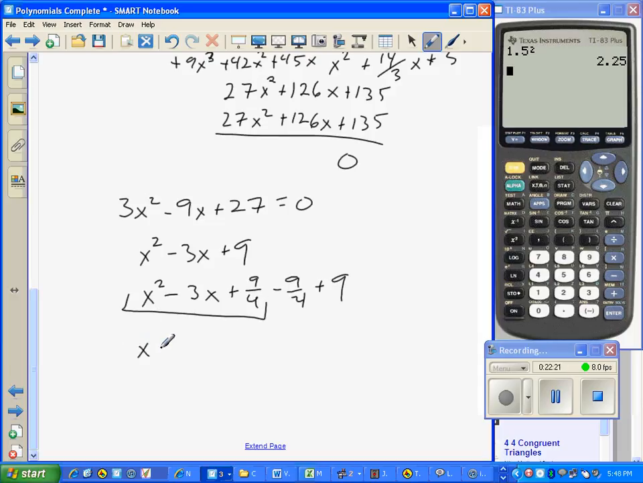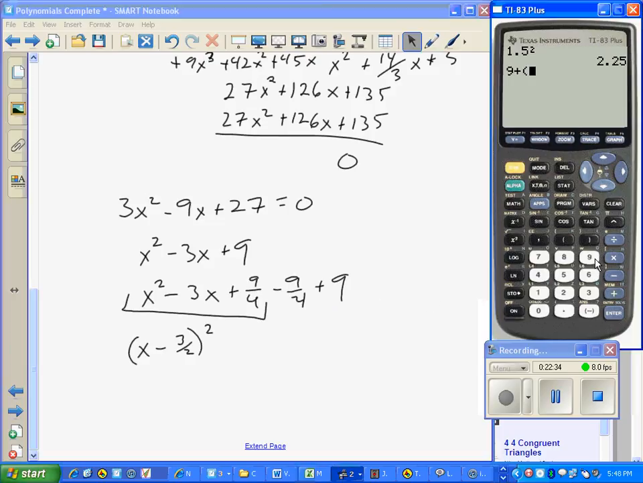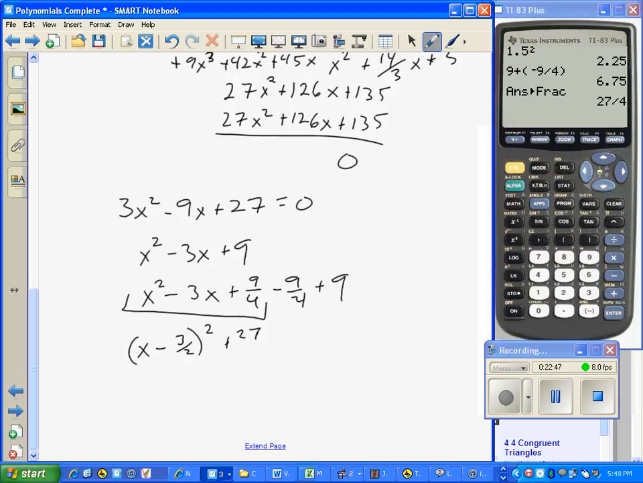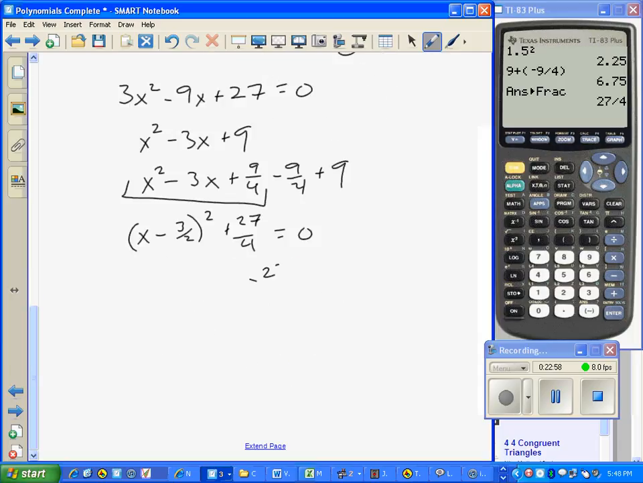These 3 turn into my completed square. So that's 1.5. So that turns into this. These two will come together. So I have 9 plus negative 9/4. This fraction is 27/4. So there's my completed square. Now I can set this equal to 0 and solve. So subtract the 27/4 over.